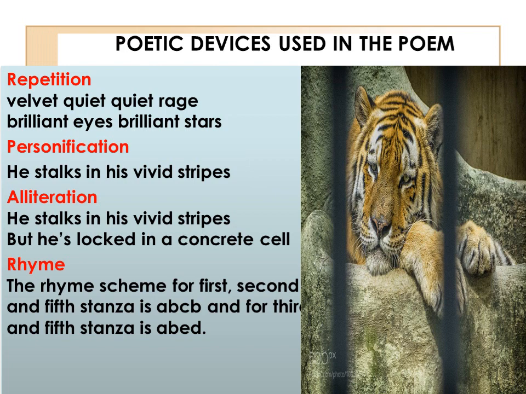Alliteration: he stalks in his vivid stripes, but he looked in a concrete cell. Alliteration means the repetition of consonant sounds. C and C, concrete cell. He, his. And then we have rhyming. The rhyming scheme for first, second, fifth stanza is A, B, C, B, and for third and fifth stanza is A, B, E, D. Apart from these mentioned here, many other poetic devices have also been used by the poet.